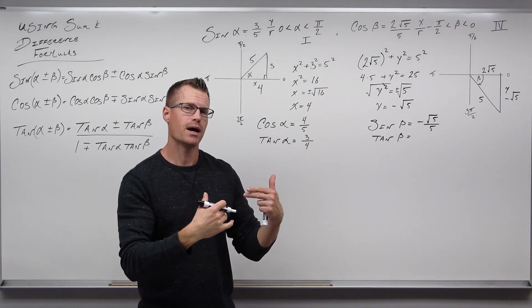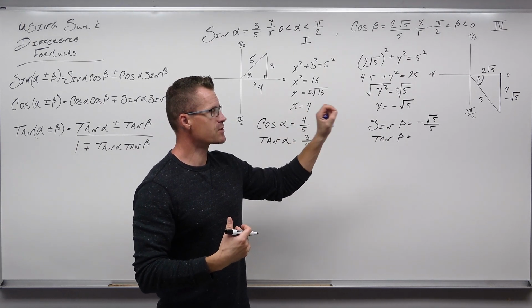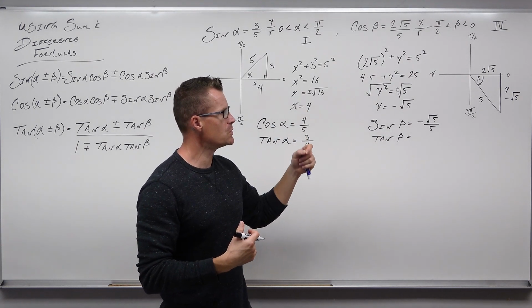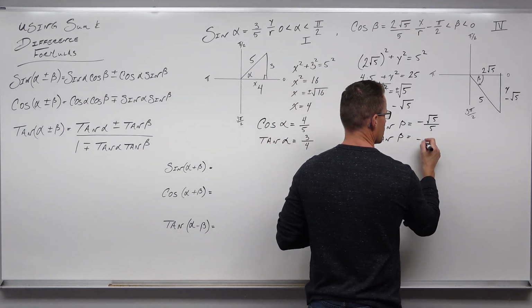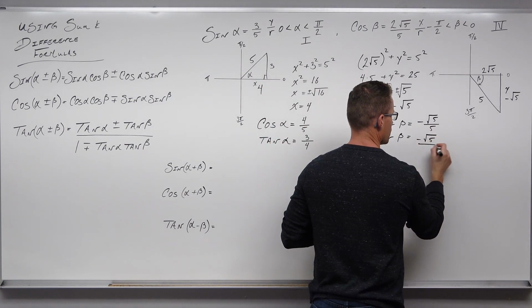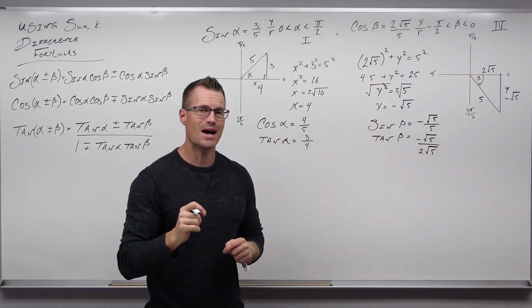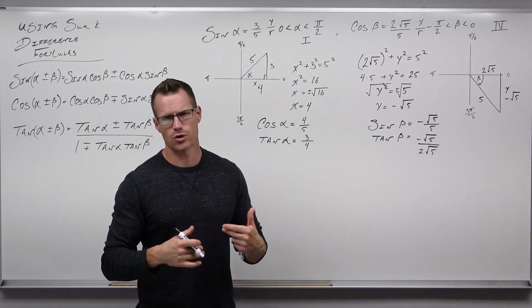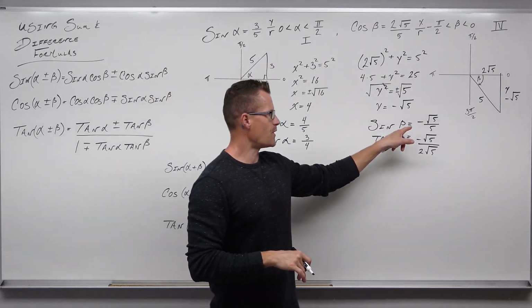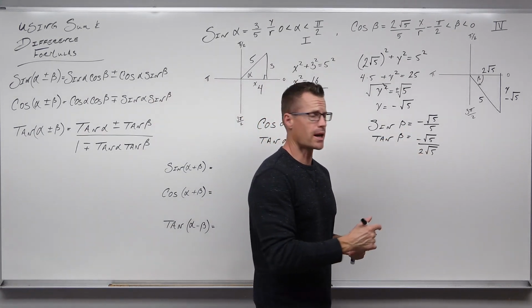Tangent takes y over x. Well, we know that. We know that's negative square root 5, that's our y, over 2 square root 5. It might be tempting to rationalize, but please simplify before you rationalize every time. Square root of 5 and square root of 5, they cancel. You're going to get negative 1/2.